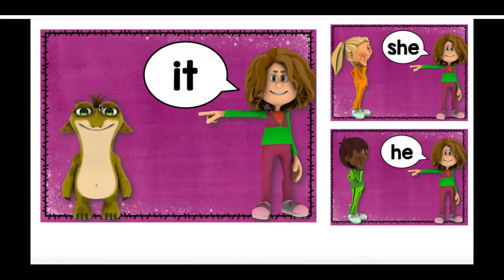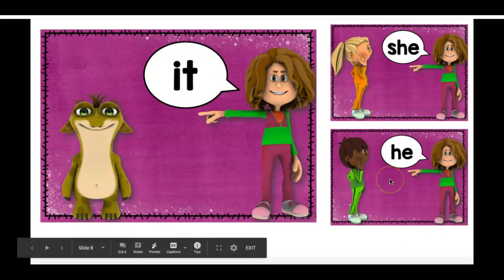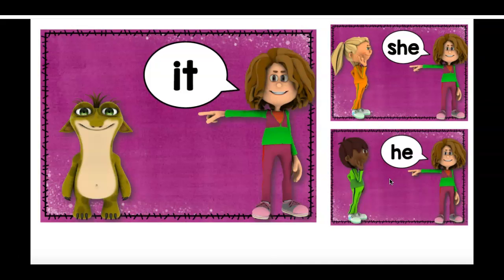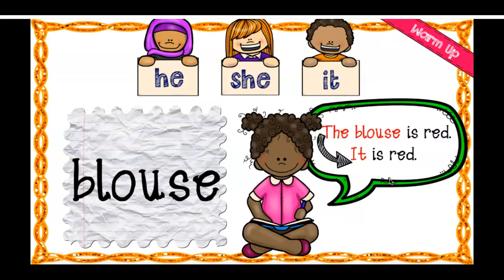It. We're not talking about a girl that's red or a boy that's red. We're talking about an object that is red. So we would say it is red. Again, it is the pronoun that replaces the noun blouse.